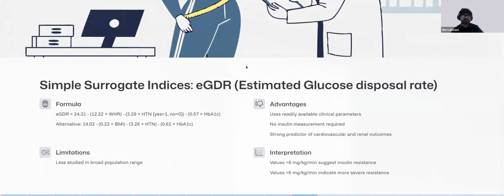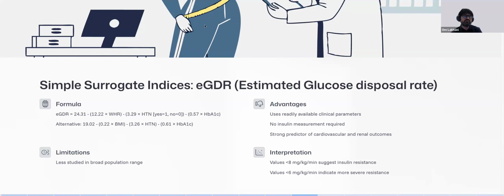Another test which is now emerging to be very important, right? This test was initially being developed for type 1 diabetes, but eventually they found that it is actually more useful in type 2 diabetes or insulin resistance. This is called the estimated glucose disposal rate. Again, very simple thing to do. Doesn't require anything very special. You just require the patient's basic parameters.